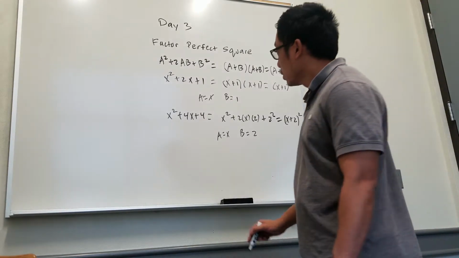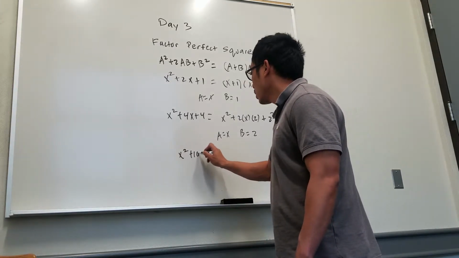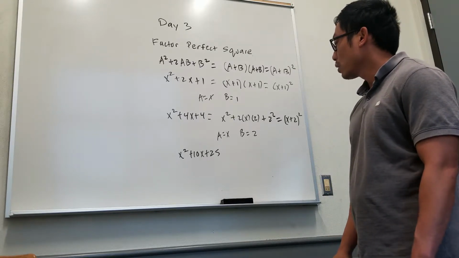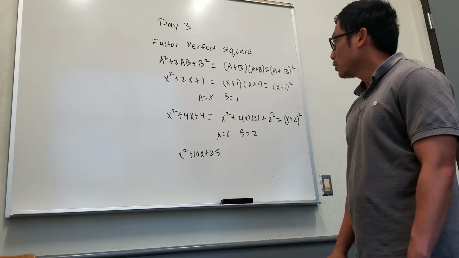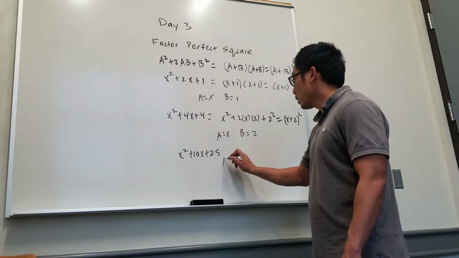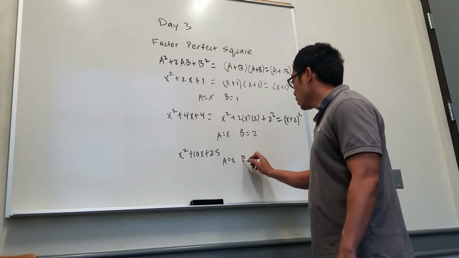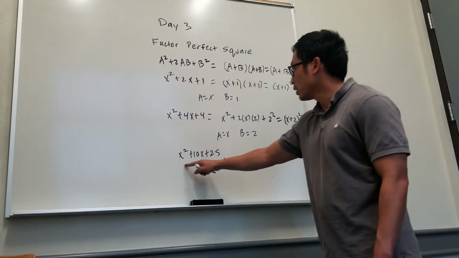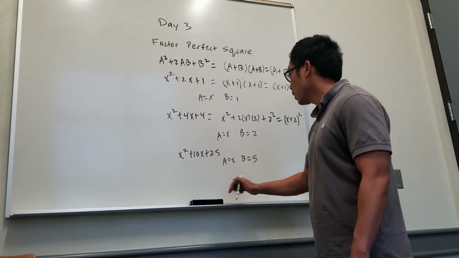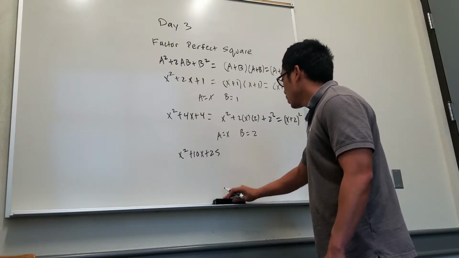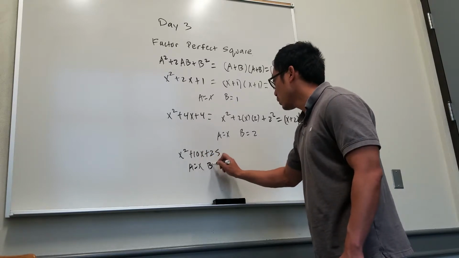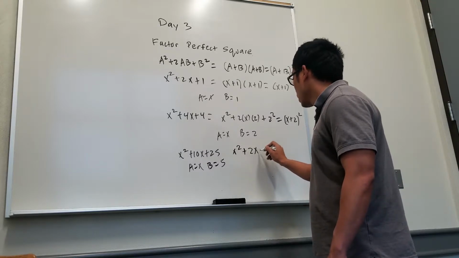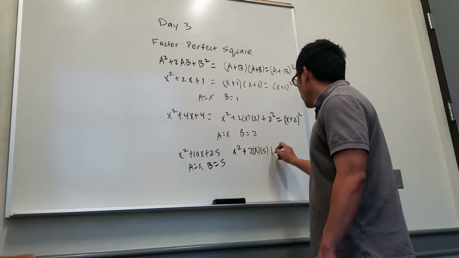So let's do another one. x squared plus 10x plus 25. See what you get from that. You've got to identify a, right? What is a? a is equal to x, b is equal to 5. You might not be able to see that, but since it's in that perfect square form, you can see this. So let's just erase this. a is equal to x, b is equal to 5. So this is going to be x squared plus 2 times x times 5 plus 5 squared.